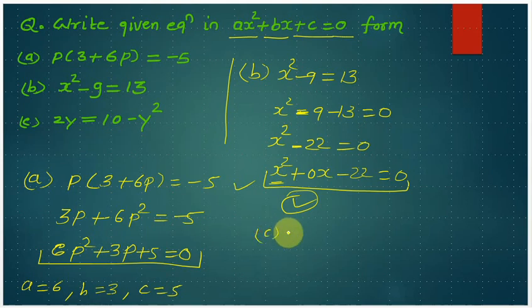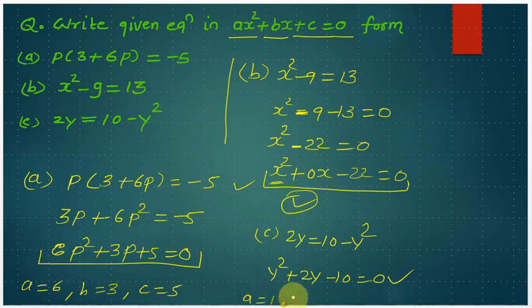2y is equal to 10 minus y square. This becomes y square plus 2y minus 10 is equal to 0. This is in the standard form ax square plus bx plus c is equal to 0. If we compare with ax square plus bx plus c equal to 0, then we get a is equal to 1, b is equal to 2 and c is equal to minus 10.